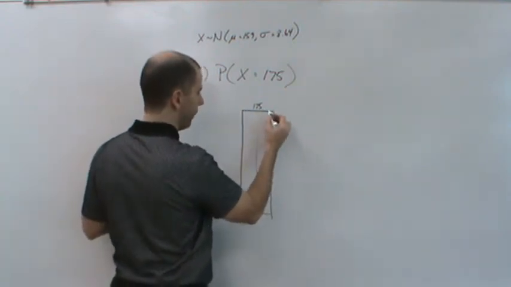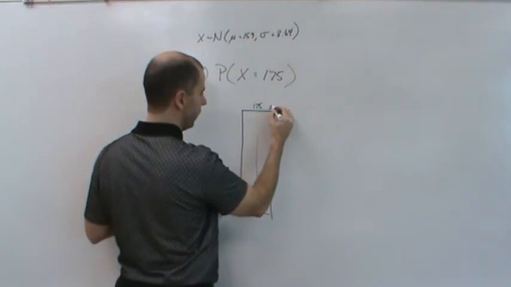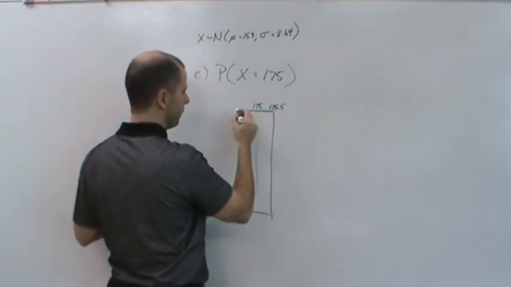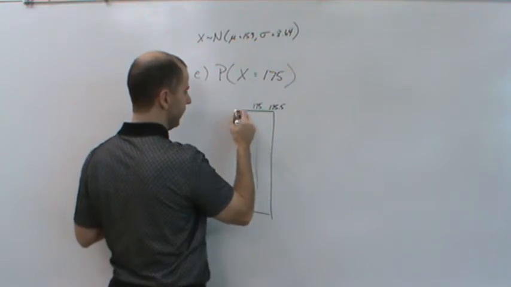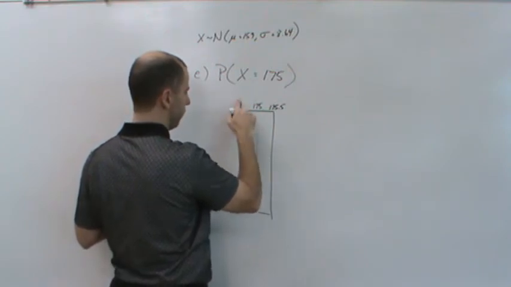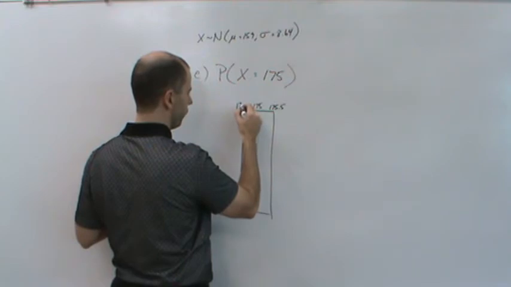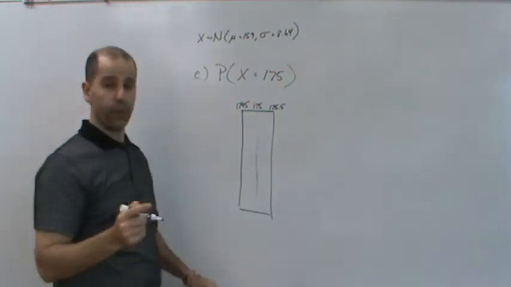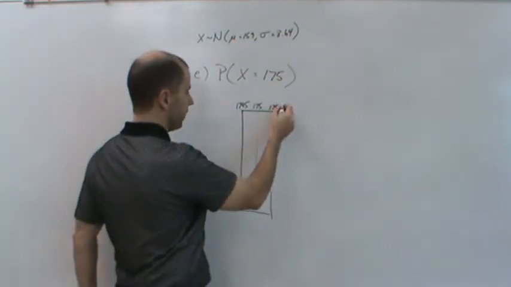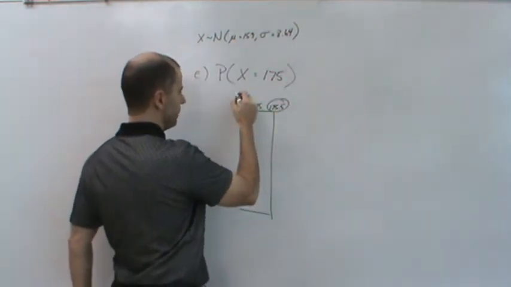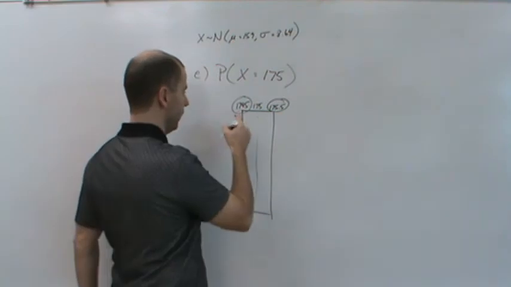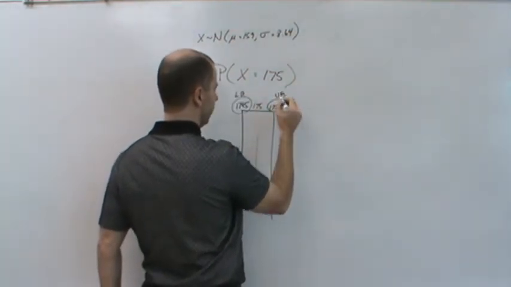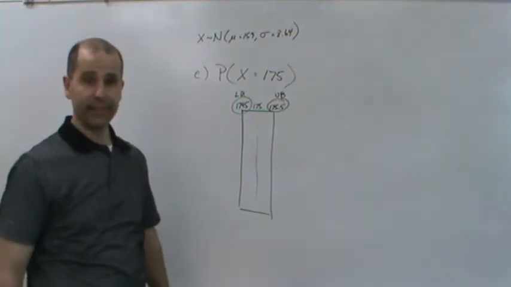So if we go out 0.5 this way, it's 175.5. If we go out 0.5 this way, this edge here is 174.5, right? And so for the normal approximation, we're going to use this and this as our upper and lower bounds. So this would be our lower bound, this would be our upper bound, and that's it. That's how we would do it.